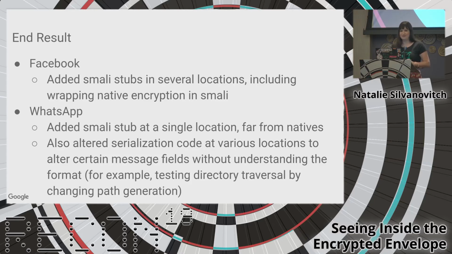But the other thing is I also altered serialized code at various locations to alter certain messages without understanding them. To give an example, if I wanted to know if a file name could do directory traversal, sometimes it was easier just to figure out where they generated the file name for send and change it right there, as opposed to figuring out how to compose a packet that has that file name in it. So even though it's a good solution to do this where encryption happens, you can just do it wherever if there's something very specific that you're trying to test.